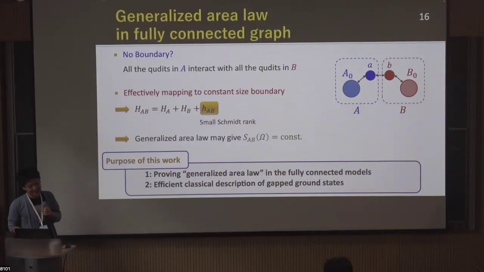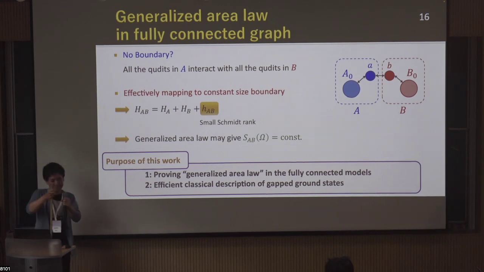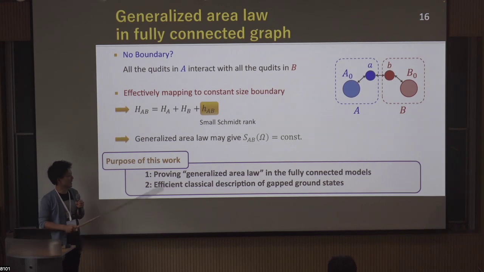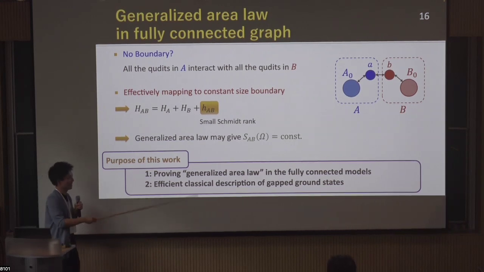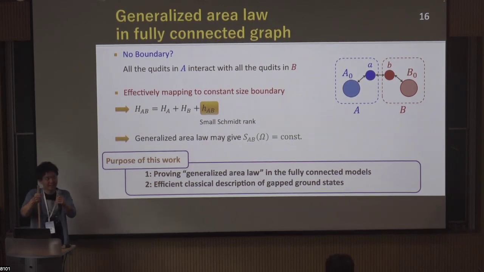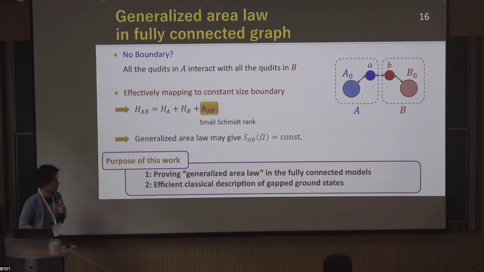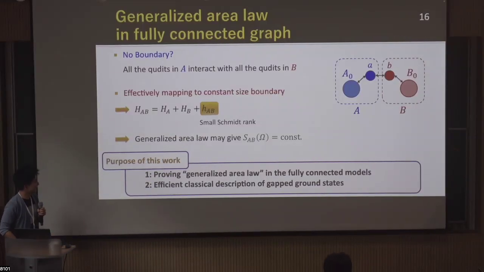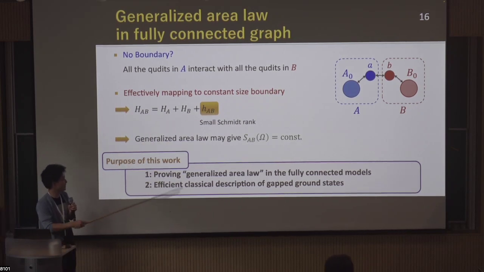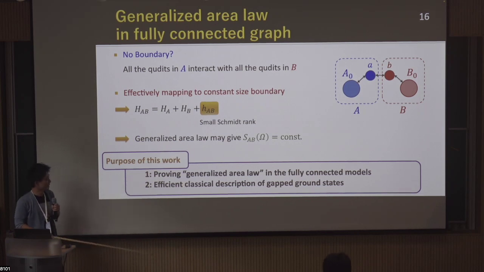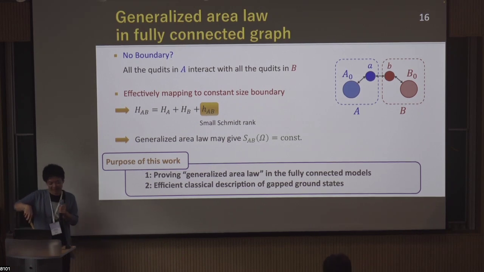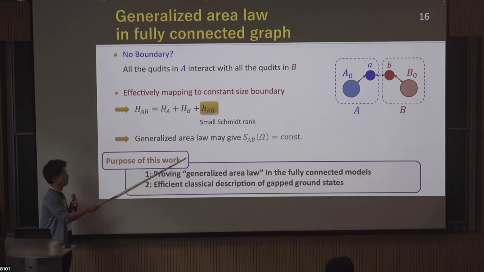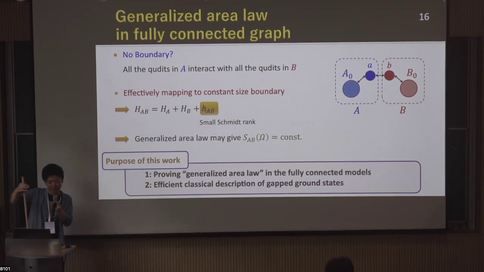But the point is that we effectively map the boundary interactions to a small-size boundary. Then we can say that the fully connected model is, in some sense, mapped to the four-body system with small-dimensional a and small-dimensional b. This kind of constant-size boundary is characterized by the small Schmidt rank of the boundary interactions. So if the Schmidt rank is of order 1, a constant, then we expect that the generalized area law holds, and the entanglement entropy is still constant even in the fully connected models.